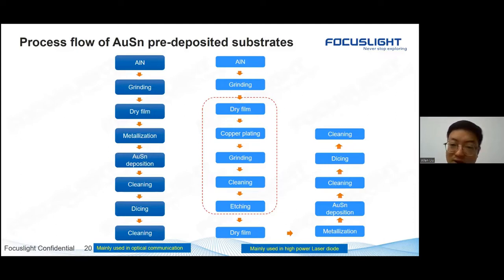So why do we use copper for this kind of device? Because in a high power laser diode, the power is very high. We need copper as a high conductivity layer to transfer the heat. So we just use copper.